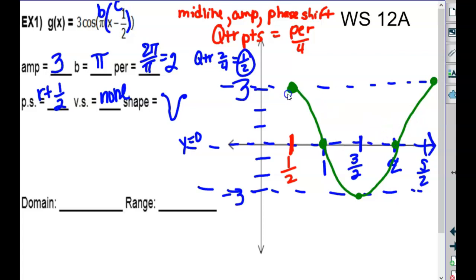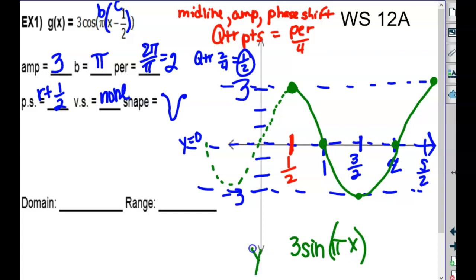Now this particular one, if you backed it up, it actually looks like a what? It could be a sine graph. If you wrote that same equation for sine, it would be 3 sine pi x, because it wouldn't need the phase shift anymore if you called it a sine graph. So this is what it's equivalent to, but you don't have to know that right now. Okay, domain is still all real numbers, and the range, guys? Yep. We good? Questions on that one?